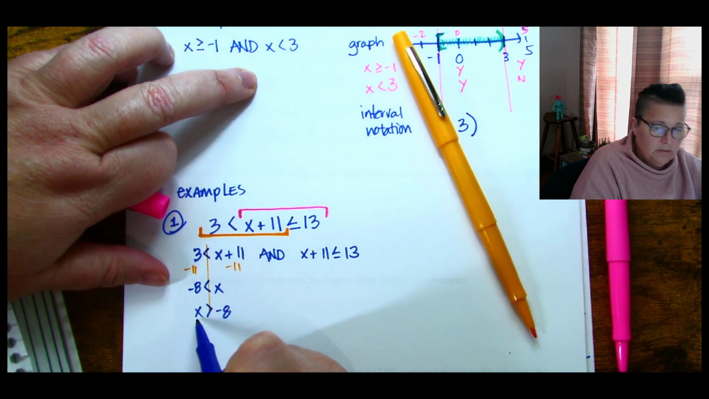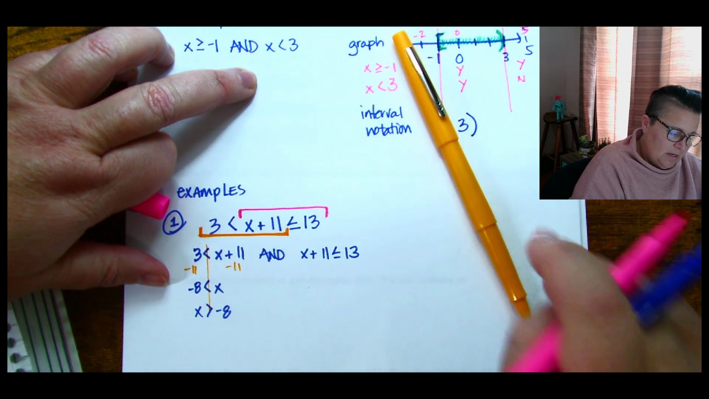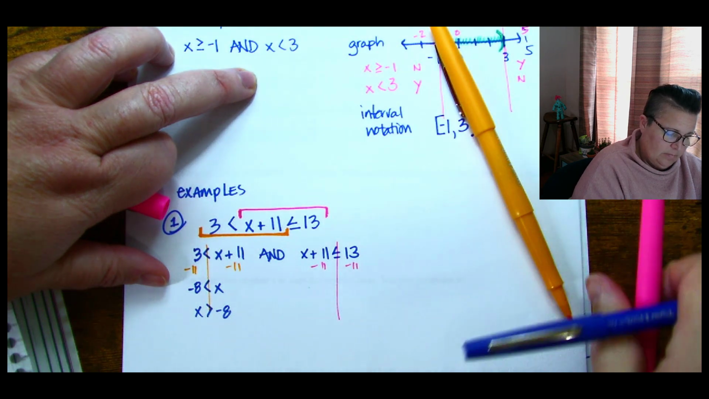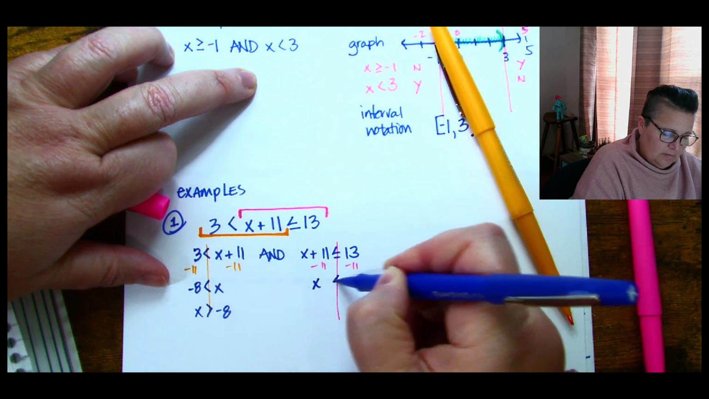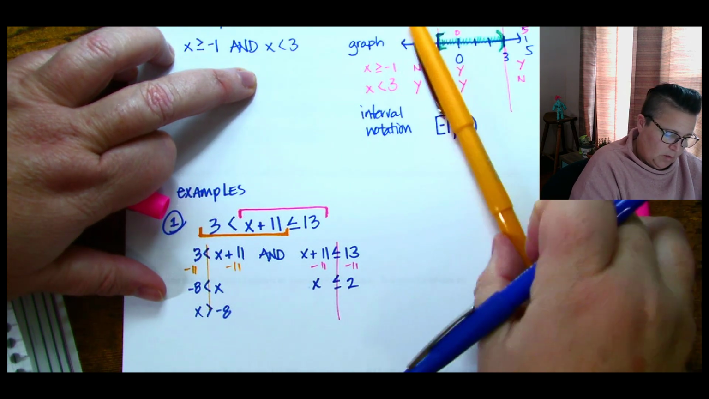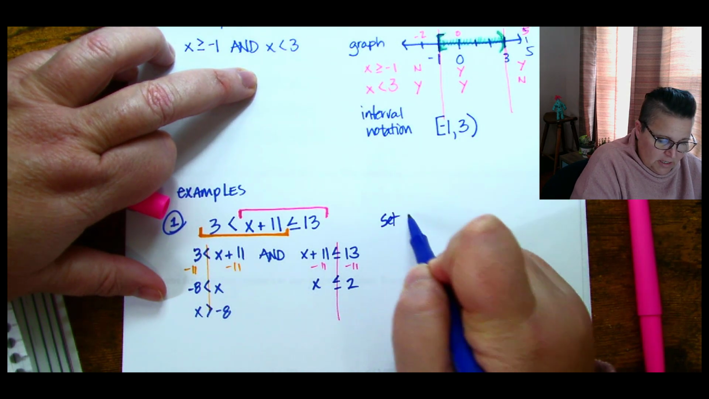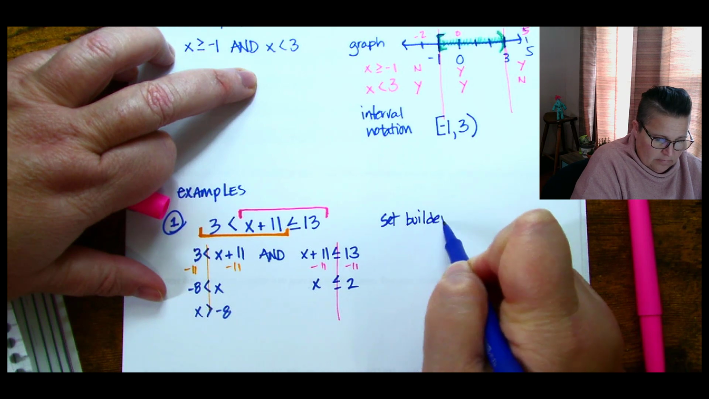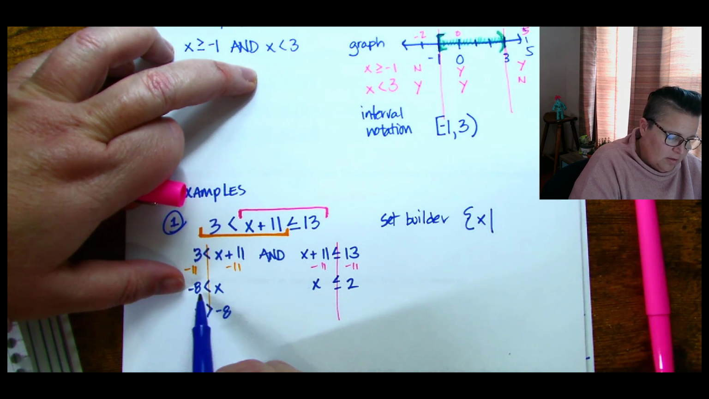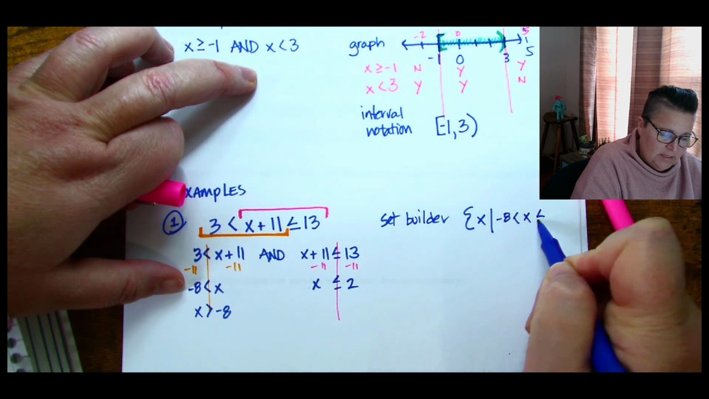Then I'm going to turn it around so my variable comes first. I know x will need to be greater than -8. And then on my second inequality, I'm going to subtract 11 again. And that's going to give me x is less than or equal to 2, which is already variable first, so I'm good. Now, in the set builder notation, I put them back together. This is a set containing x such that, and I'll look at this row, -8 is less than x, which is less than or equal to 2.